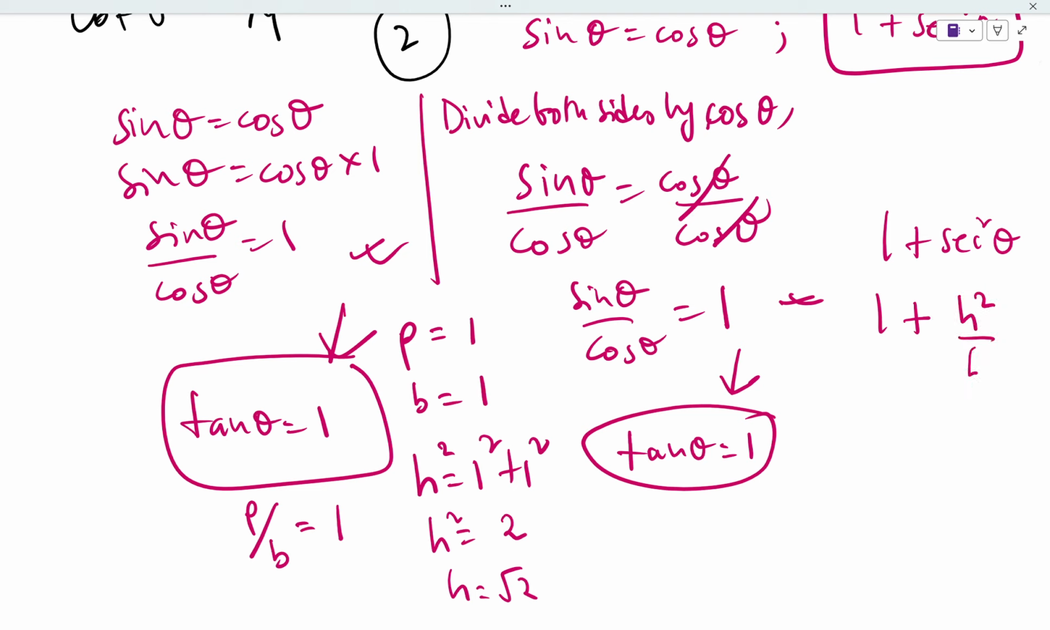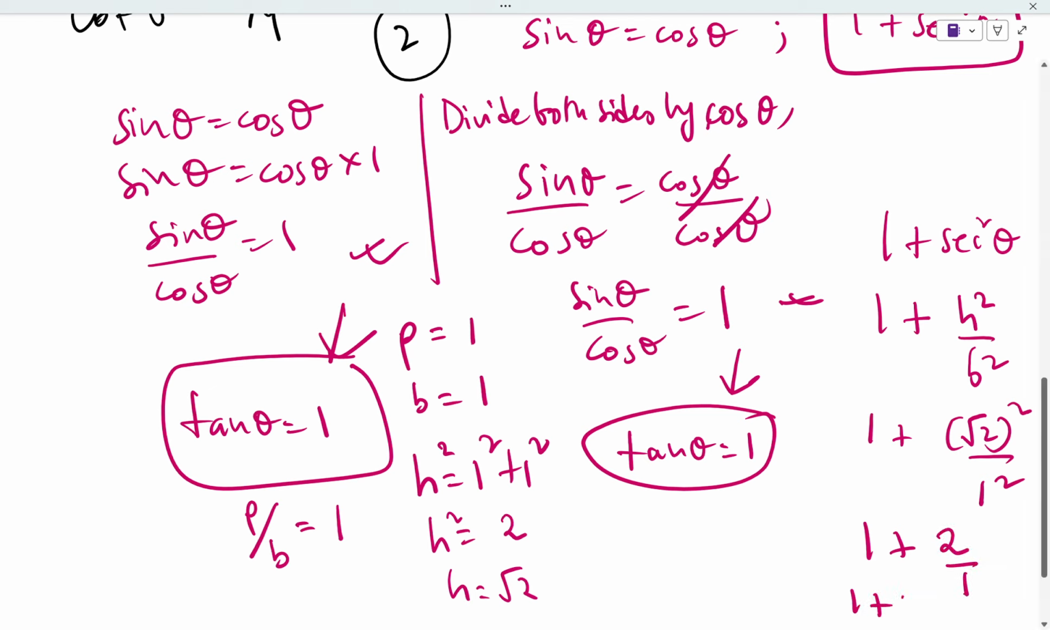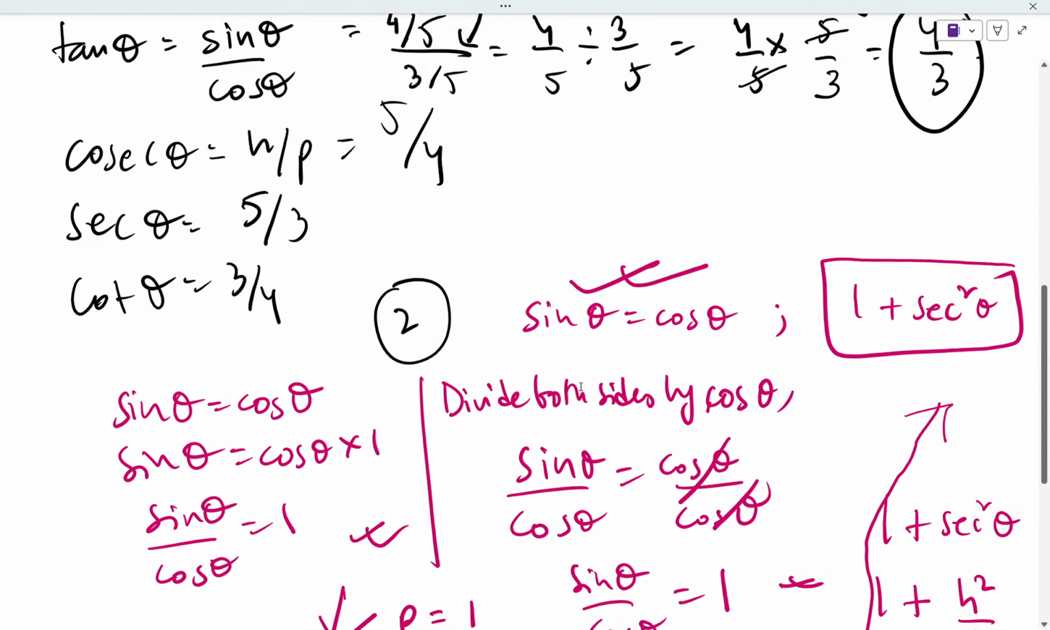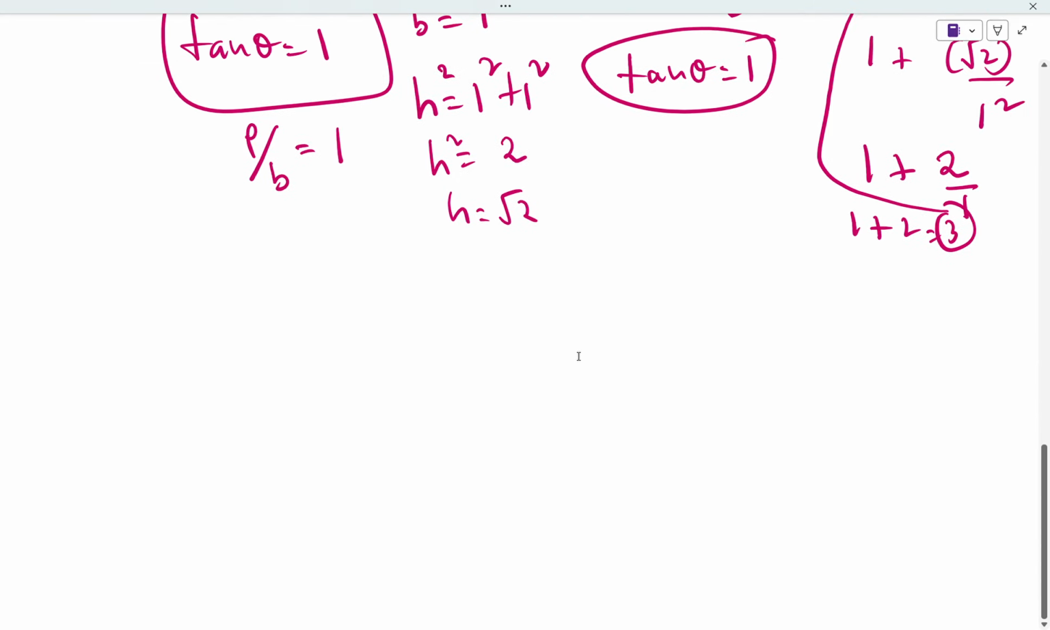So this will become h square by b square. H is root 2 whole square, and this is 1 square. So this will become root 2 into root 2 is root 4, and root 4 square root is 2. It will become 1 plus 2 by 1, which is 1 plus 2, 3. So you'll get the answer as 3. Alright. So this was all about the two examples.